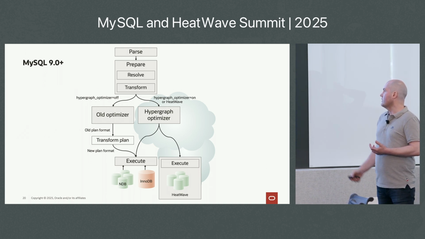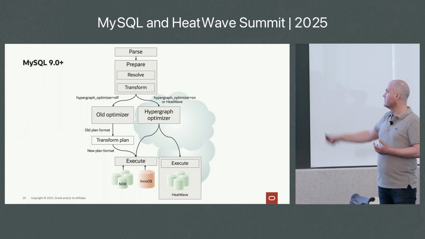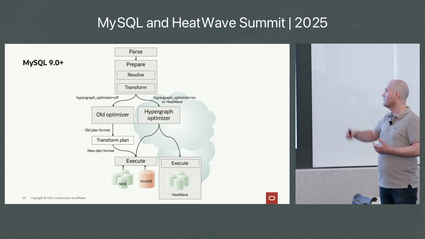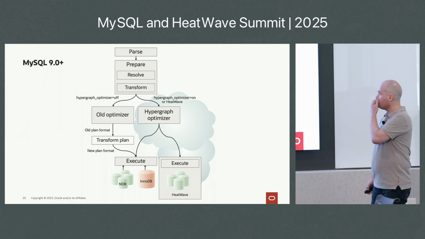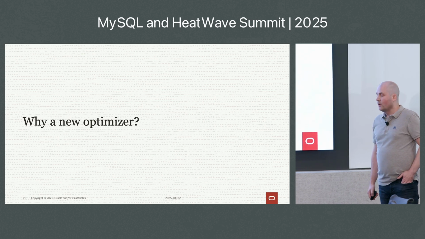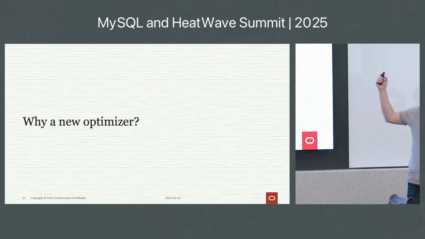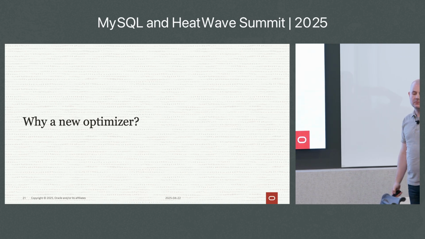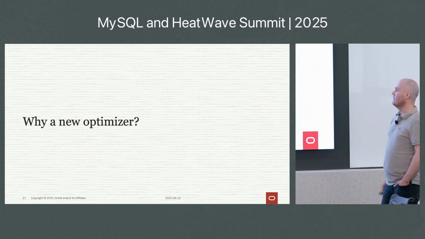So this is what it looks like. In the cloud, you can get the hypergraph optimizer either for HeatWave or for InnoDB. Okay, so that's query processing. Let's look at why we decided to create this new hypergraph optimizer.